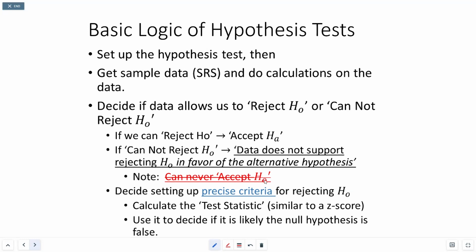No, you can never accept the null. We're not accepting a null, we're just failing to reject it. We're going to decide, setting up the precise criteria for rejecting the null, by calculating a test statistic. This is like a z-score, and we use it to decide if it's likely the null hypothesis is false.